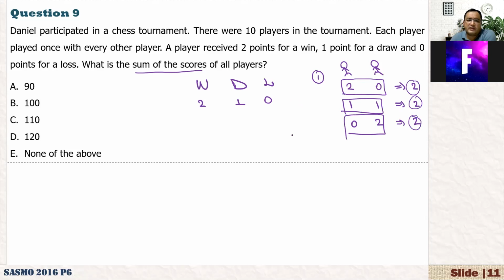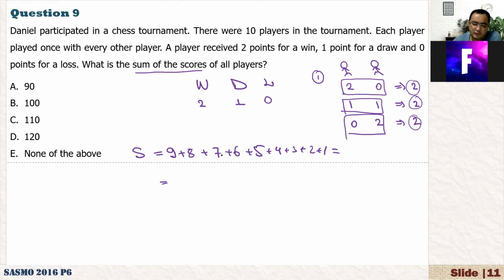So at that time, how can I find the sum of the scores of all players? We need to find how many games are played, and for each game, 2 points are given, shared by the players. The first guy plays against 9 people, so that is 9 games. The second guy against the remaining people, that is 8, and it just continues 7 and 6 and 5 plus 4 plus 3 plus 2 plus 1. That is just the sum of the first 9 natural numbers, which is equal to 9 times 10 over 2. That's equal to 45.